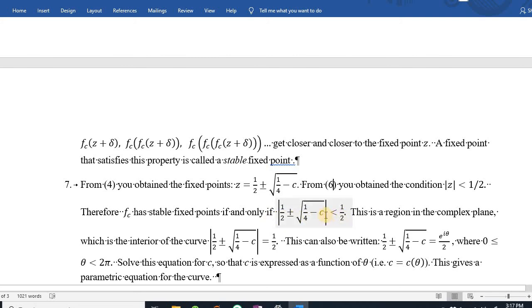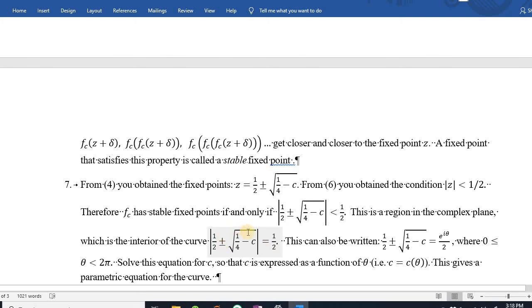Now, you remember that absolute value in complex numbers is not the same as absolute values in real numbers. Also, this is going to be a region because it's an inequality. So usually inequalities specify regions. So the boundary of this region will be the set where the equality holds. Just like if you have x squared plus y squared less than 1, that's the interior of a circle, and the circle is x squared plus y squared equals 1. All right? So we want to find the boundary of this region where the c produces stable fixed points. So the boundary is where equality holds.